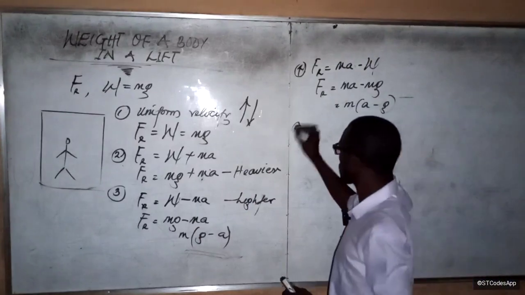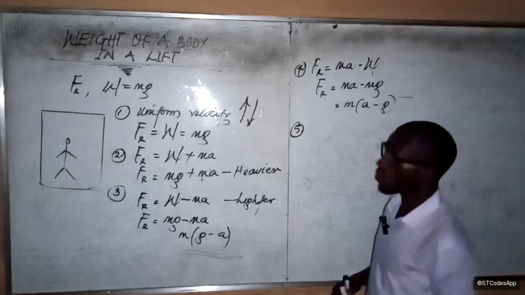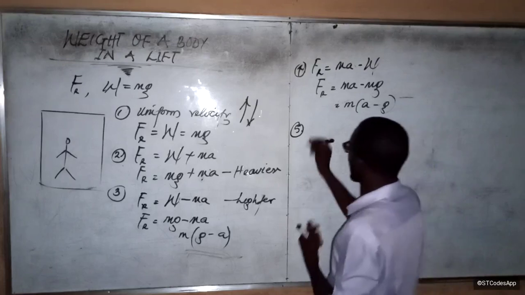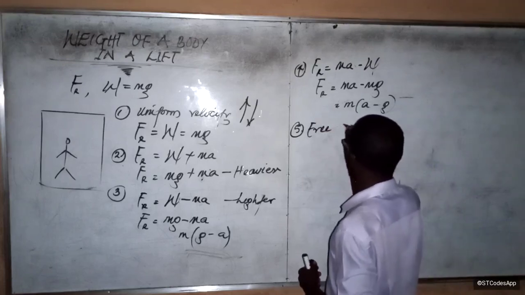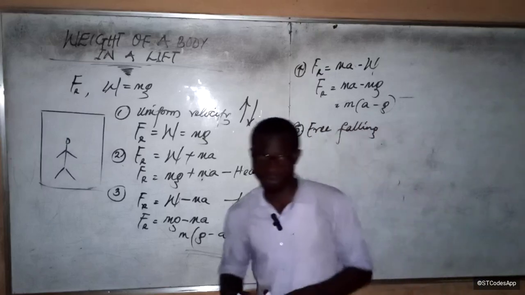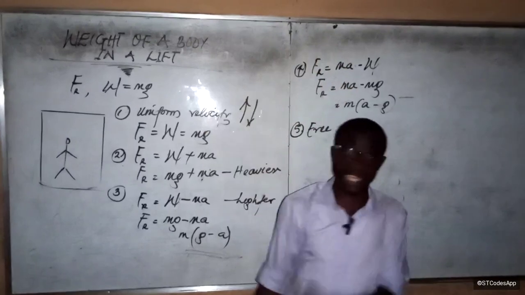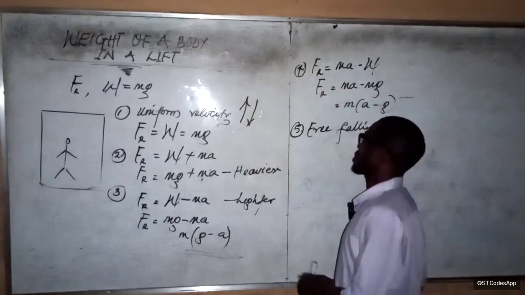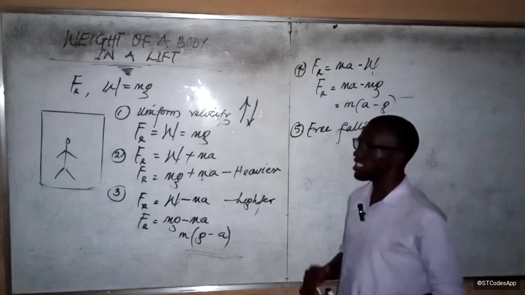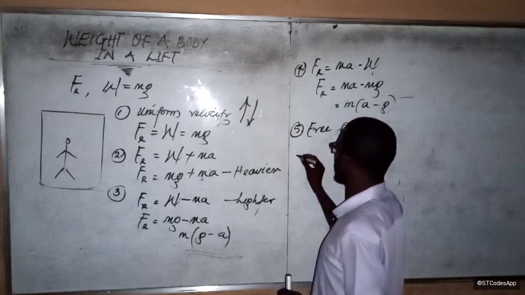Now the last condition, the final condition, is if the lift were to be free falling. If the lift were free falling, it means maybe the cables broke off and the lift was just falling freely. So in that condition, the body will feel totally weightless. The body will feel totally weightless. And why will it feel weightless?